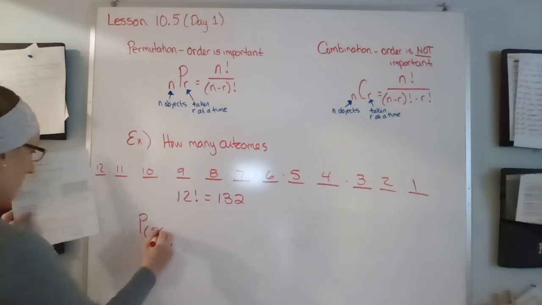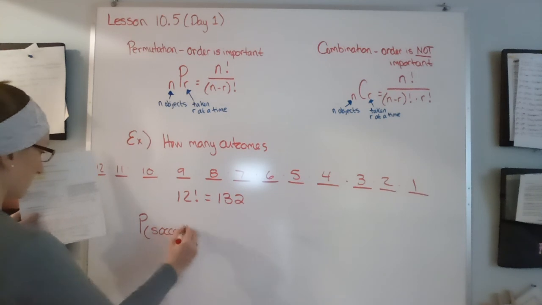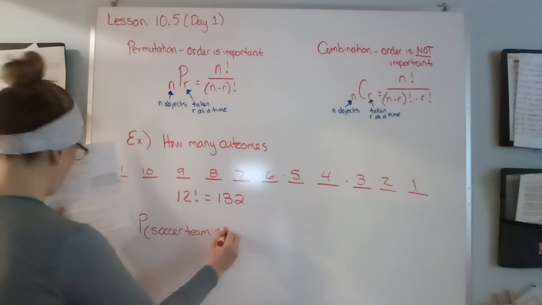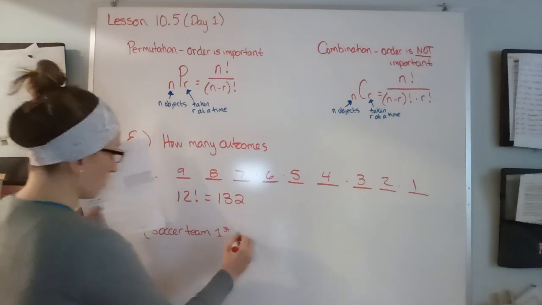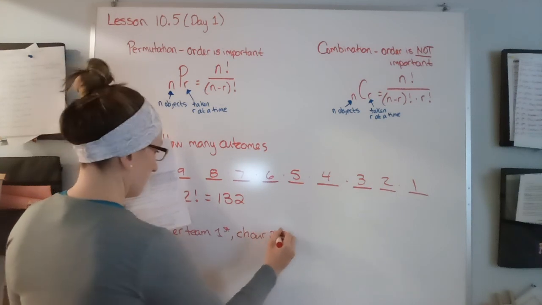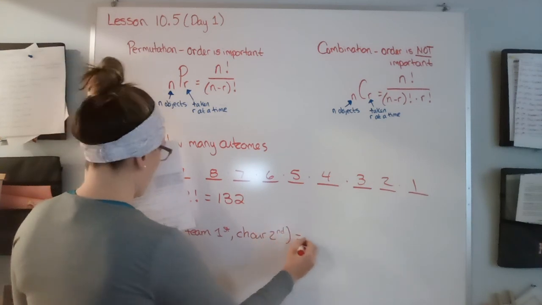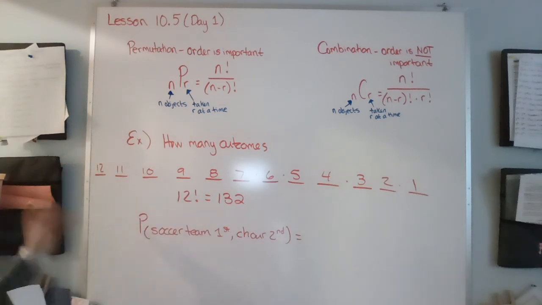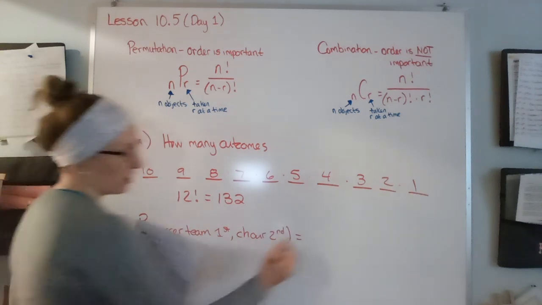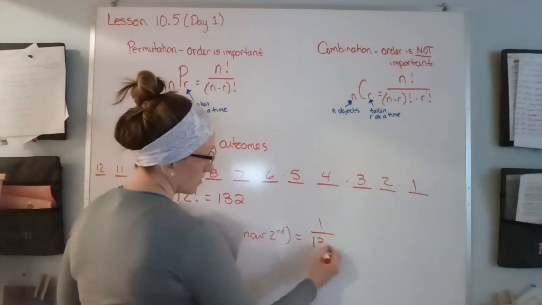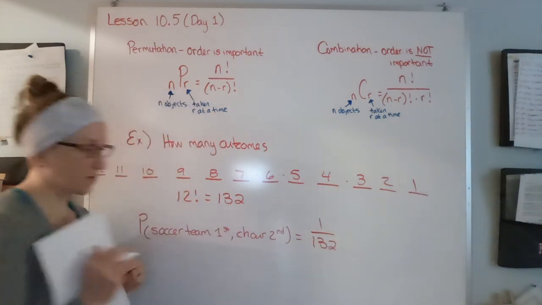And it's asking, what's the probability that the soccer team is first, followed by the chorus being second? Well, out of those 132 possible arrangements of how the floats can be in the parade, there's only going to be one arrangement where the soccer team goes first and the chorus goes second. So the probability is 1 out of 132.